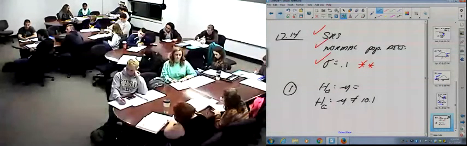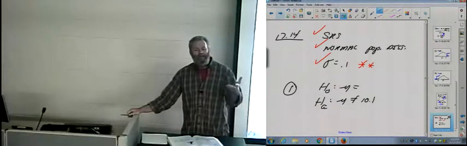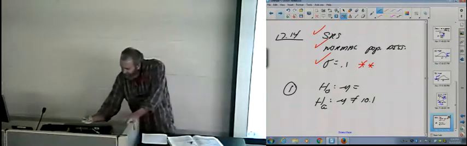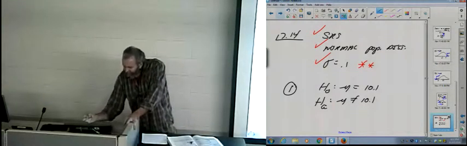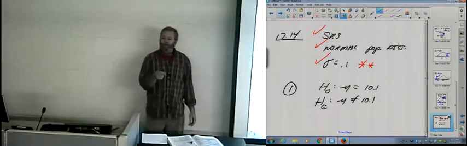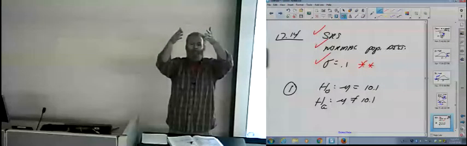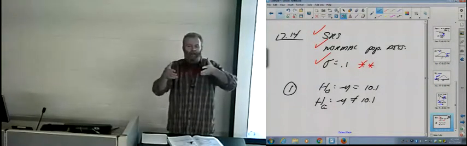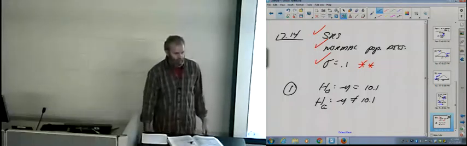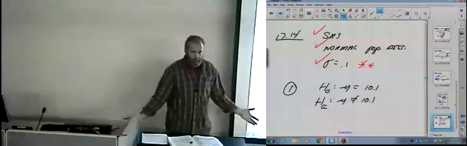It didn't say greater than 10.1. It didn't say less than 10.1. It said not 10.1, means not equal to 10.1. If that's not equal to 10.1, then that is equal to 10.1. The null is mu is equal to that value. Everybody understand, you never have mu is equal to 10 and mu not equal to 11 down here. Whatever that value is stays the same for both of them. You are looking at a two-sided test here. Everybody agree? Yep, not equal to.